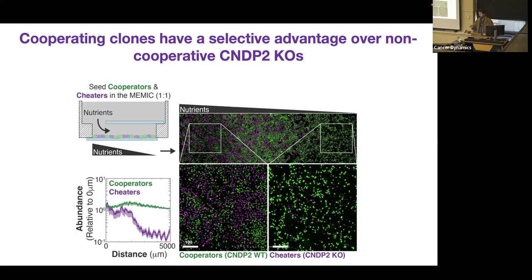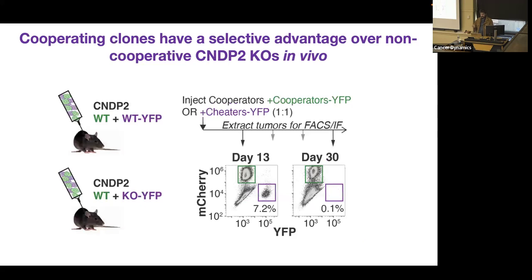The reason why this happens, and we've shown this, is that the cooperation becomes really, really local. So if cells 4 cells away are not cooperating, then you don't get the benefit. And that's how you establish this. And actually this happens in vivo, so we can co-inject these wild type and knockout cells with different fluorophores. And what you see is that after 30 days, the knockouts are completely absent.